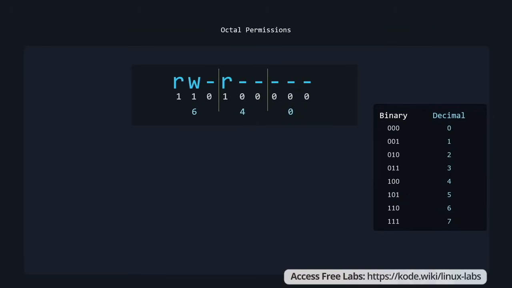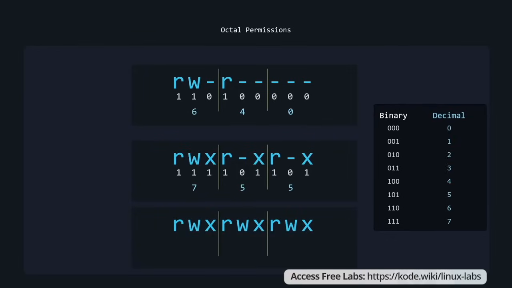Let's take another example, this time RWX, R-X, and R-X. So the binary format would be 111, 101, 101, the decimal of which is 755. In the last example, it's read, write, and execute for all. So it's 1 for all of the bits, so the decimal value is 777.